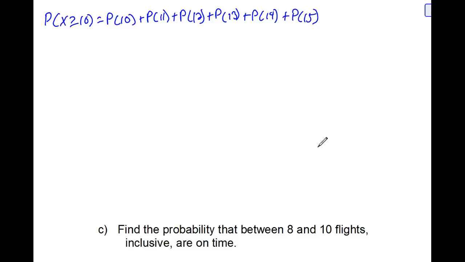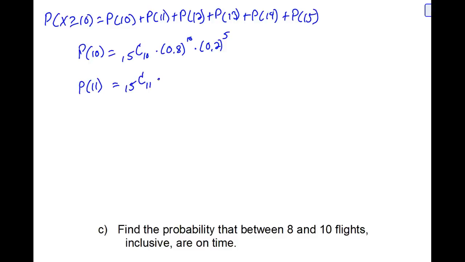So I'm going to do the probability of 10 is equal to 15 choose 10 times 0.8 to the 10th power times 0.2 to the 5th power. Notice that my exponents add up to my total number of trials. The probability of 11 is equal to 15 choose 11, where I'm selecting 11 of them to be on time, times 0.8 to the 11th, times 0.2 to the 4th. Now, if 11 of them are on time, that means that only 4 of them are not on time.